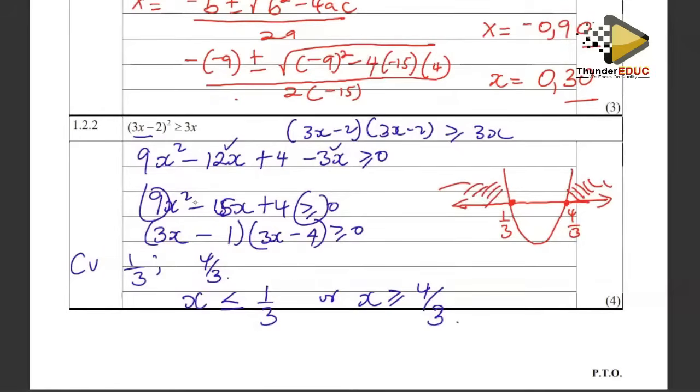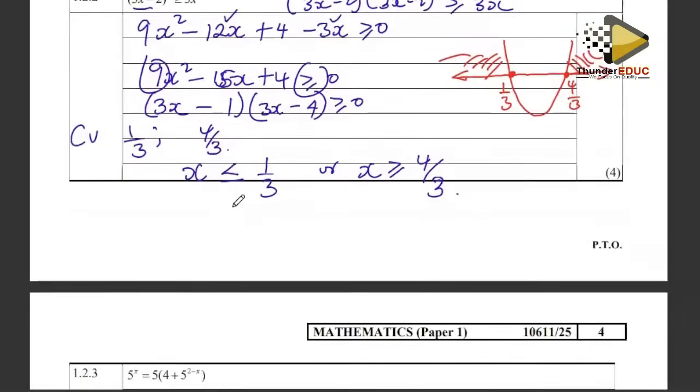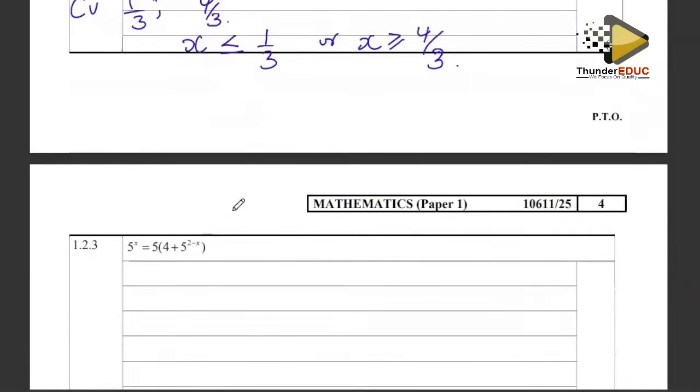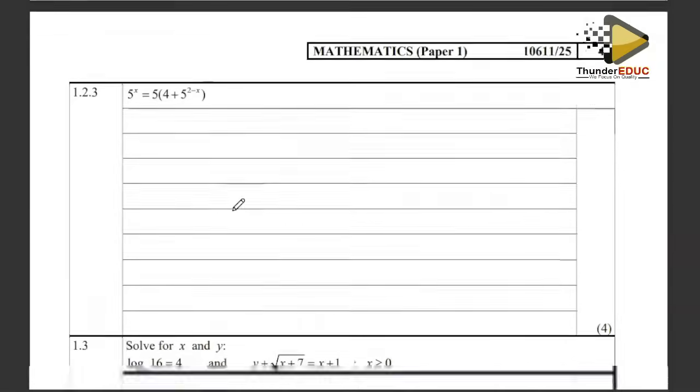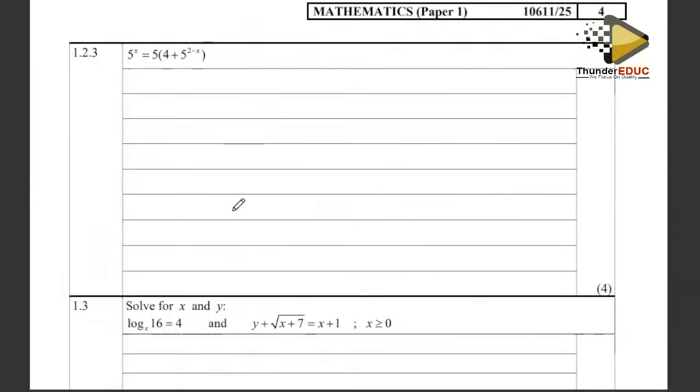Okay, so something like that. So that is 1.2.2. Then 1.2.3, which is the exponential equation for 4 marks. Okay, this question looks a bit tricky, but my first option would be to open up this bracket so that we can see what is really happening.